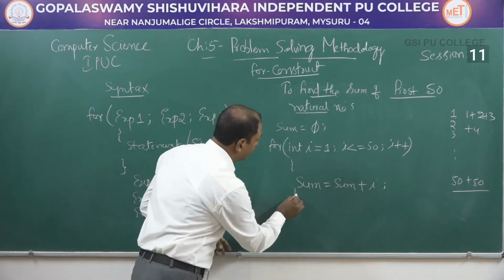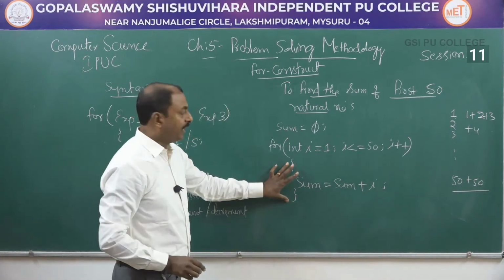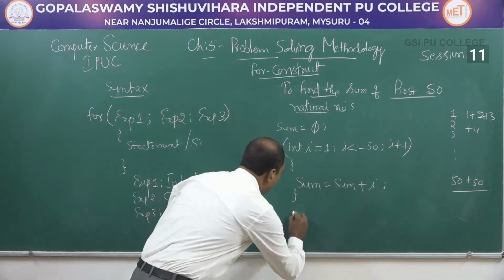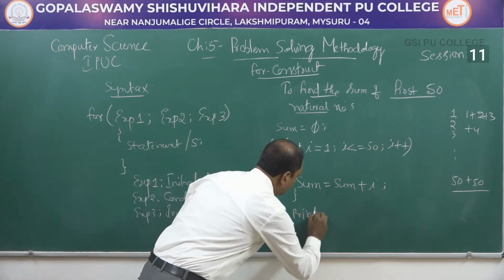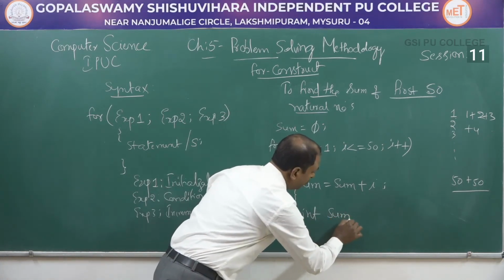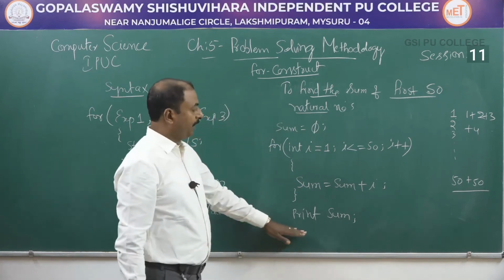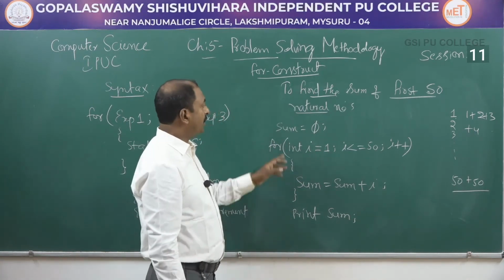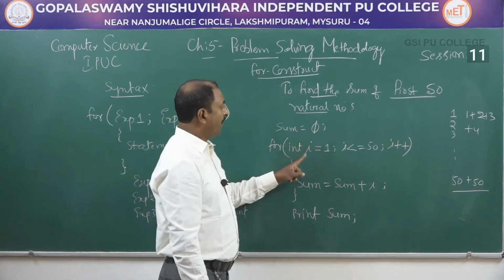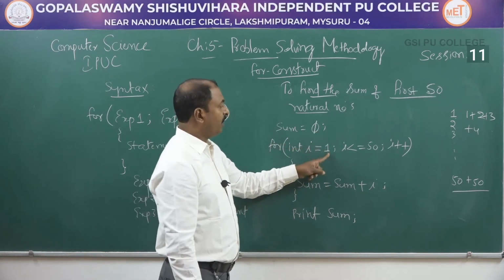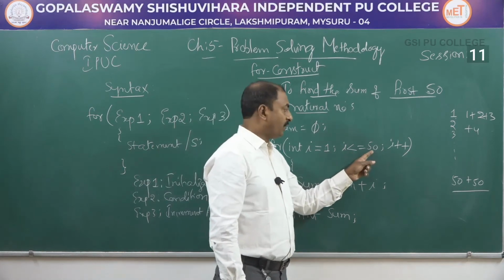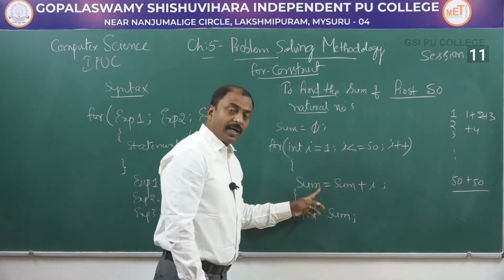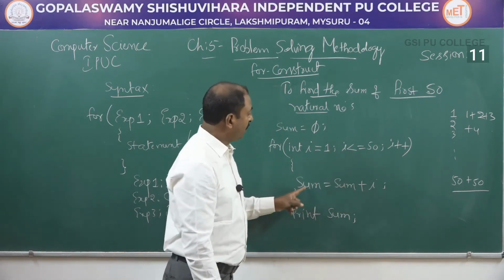I am closing this loop here. And after this we can write print sum. Print sum. Now let me explain how it works. So here at the beginning sum equals 0, I value is 1. So I value is 1, 1 less than 50. It is going to add 1 to variable sum.